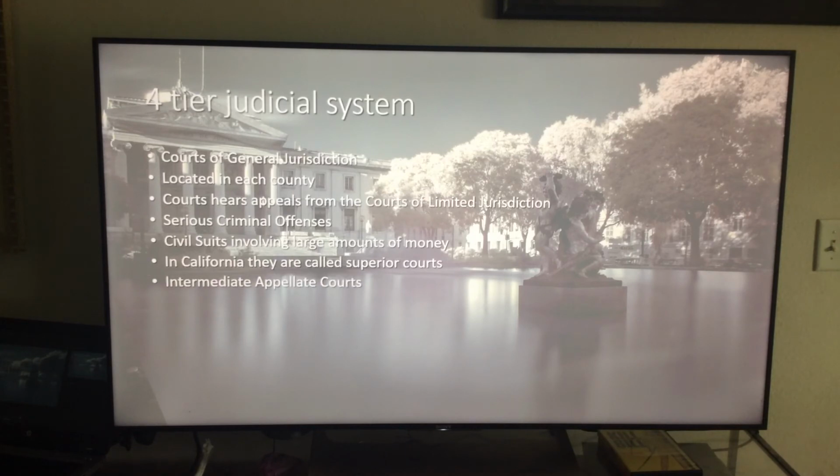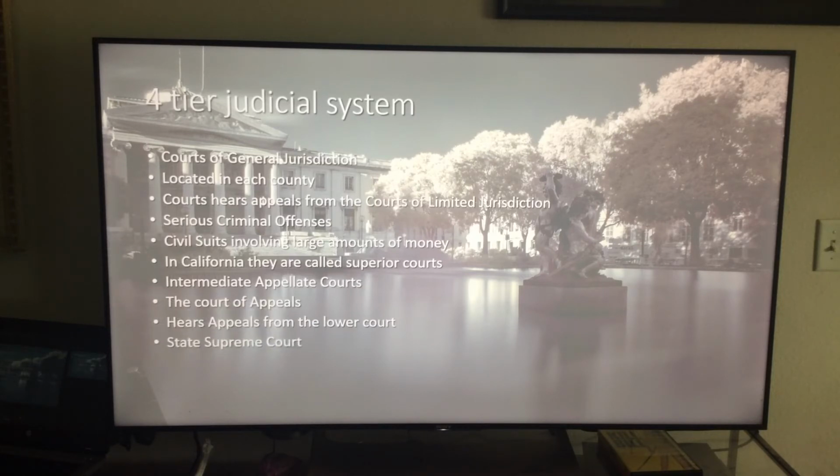Intermediate appellate courts is the third level, the next higher level. If you do not like the ruling of the lower court, the court of general jurisdiction, you can go to this appellate court and appeal that decision. Try to get it overturned. Really, all they hear are appeals. That's it. There's nothing else that they do. No cases go straight to them. It's only appeals from the superior courts.